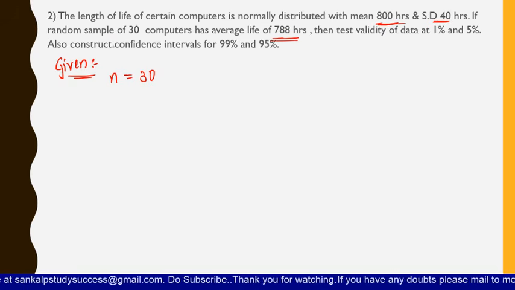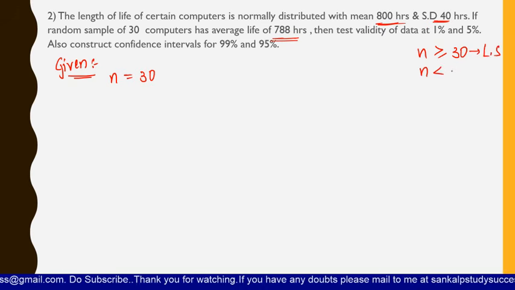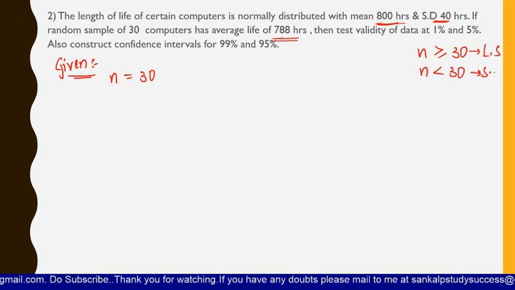Because it is a large sample. Note this point because it is very important. If n is greater than or equal to 30, then it is a large sample, or if n is less than 30, then it is a small sample. So here n is equal to 30, which is nothing but a large sample. So we can consider it for the single mean.